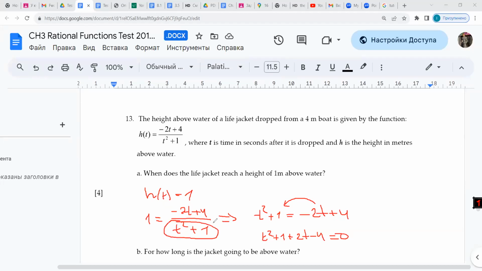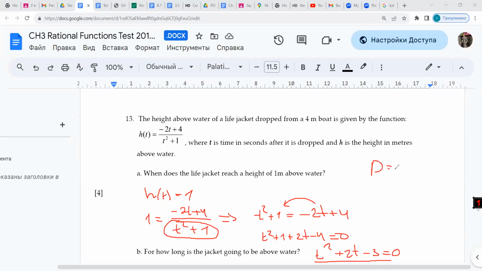Keep in mind, t could take any positive value, and it would only take positive values because we're talking about time here. And we also see that the denominator gives no discontinuities for whatever value of t we pick. So I'm just going to solve this quadratic equation. t squared plus 2t minus 3 equals 0. Just wrote it in standard form.